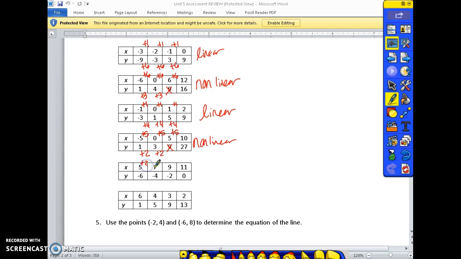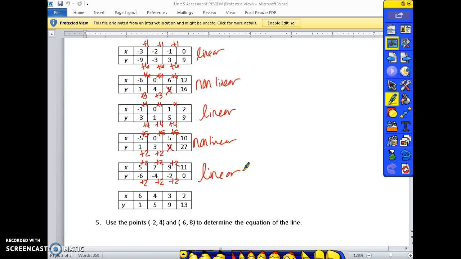5 plus 2 is 7. 7 plus 2 is 9. 9 plus 2 is 11. So we look at the change in our y values. To go from negative 6 to negative 4, we add 2. Negative 4 plus 2 is negative 2. Negative 2 plus 2 is 0, so this is a linear function.